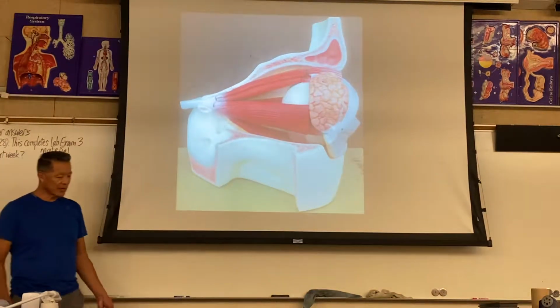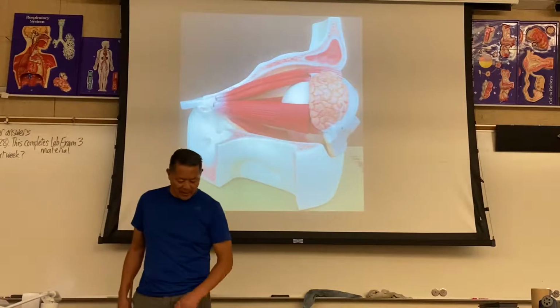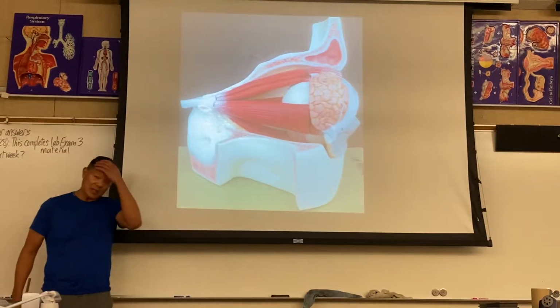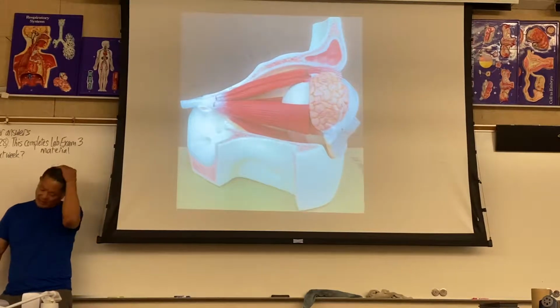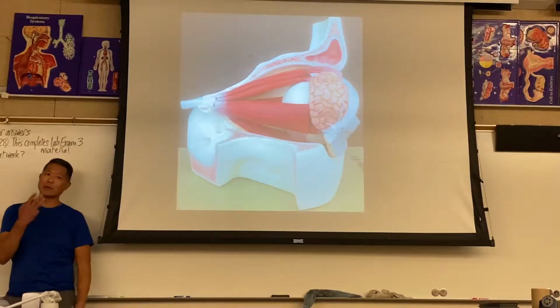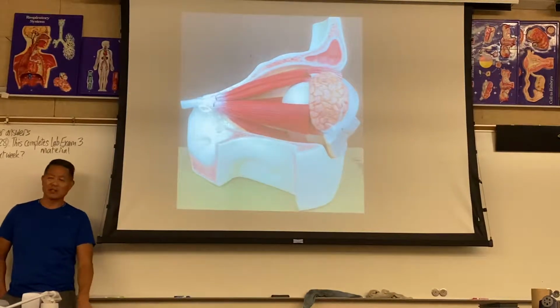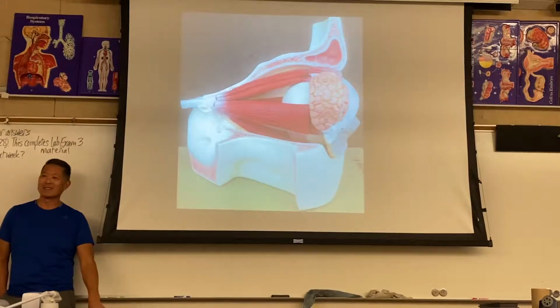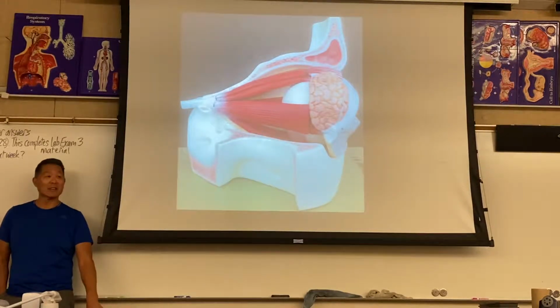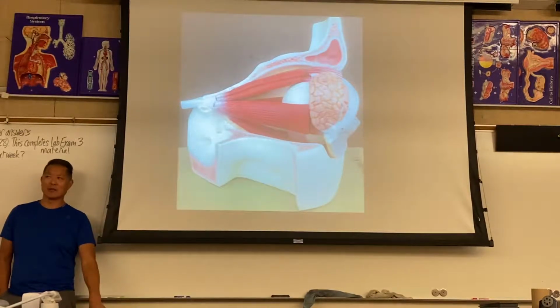This is the model for the extrinsic eye muscles. So go to the top right. There are 6 extrinsic eye muscles, and you have to have 3 pairs of muscle antagonists. You guys remember what antagonist means? These are muscle antagonists, 3 pairs. That's the only way you can do this.